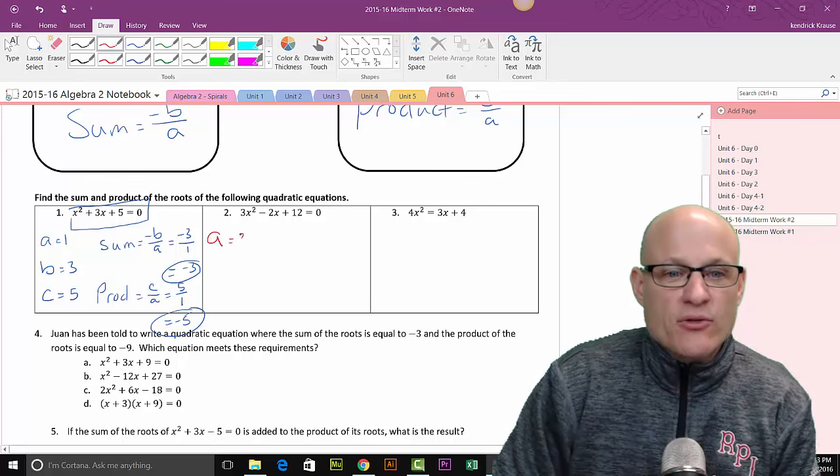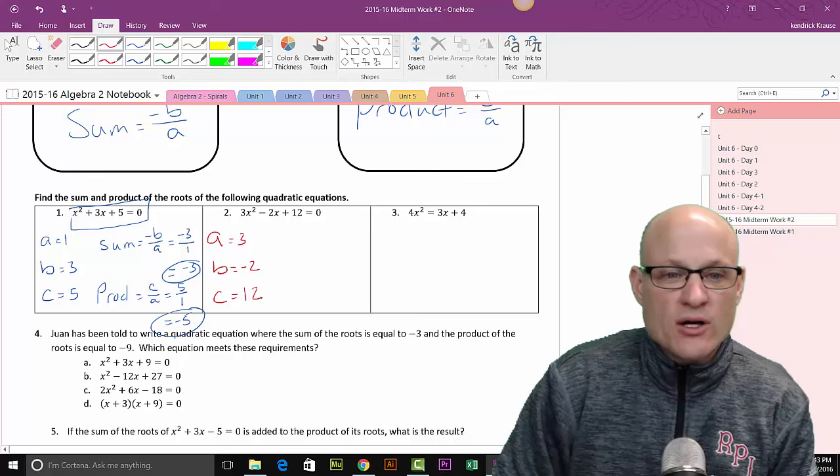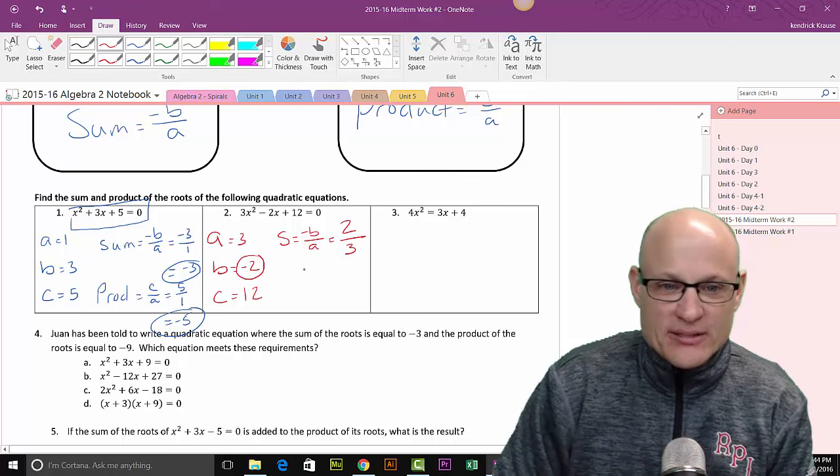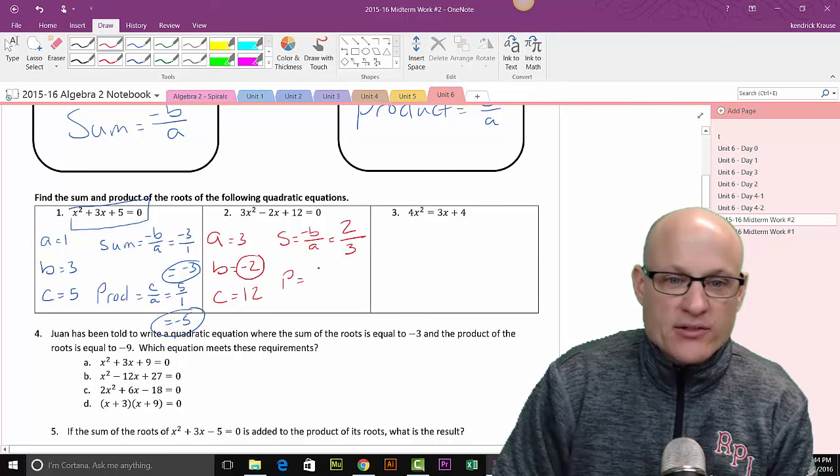A is equal to 3, b is equal to -2, and c is equal to 12. So I'm going to just kind of abbreviate here. Sum is equal to -b over a, which is equal to +2 over a, which is 3. This is b. I want -b. Product is equal to c over a. In this case, it's 12 over 3, which is equal to 4.